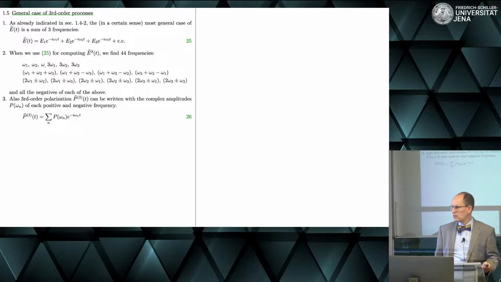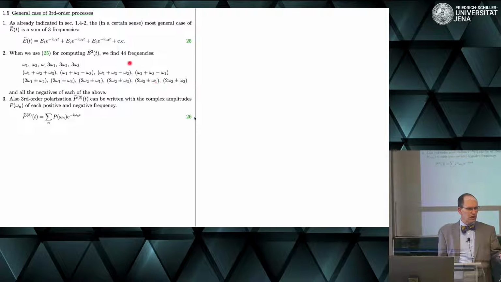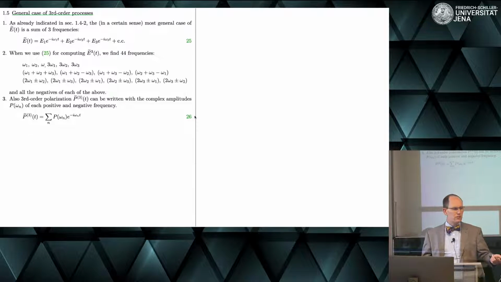And now I can do the same thing that I did for second-order nonlinearities. Yeah? So I can look at the general case of third-order processes, and what you see is that I would of course write down three different frequencies, plus their complex conjugates, and then take the cube of that.